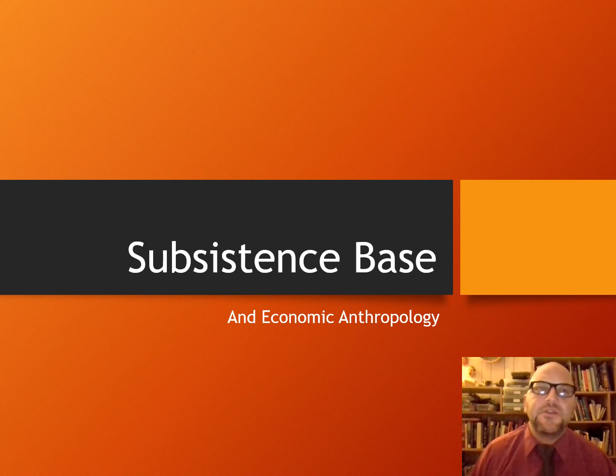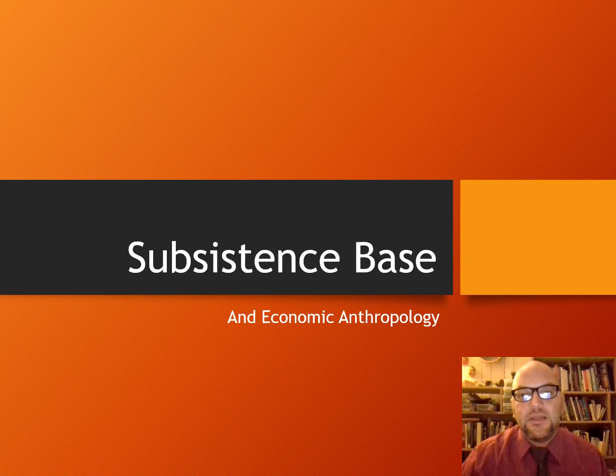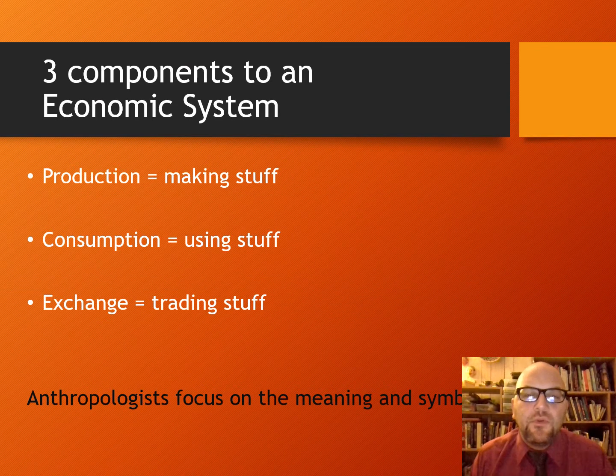And we're also going to talk about this in a more broad sense of how it links into economic anthropology. Okay, so the three components to any economic system are production, consumption, and exchange. And historically, that's what economists tended to focus on, right? Making stuff, using stuff, trading stuff. For anthropology, we tend to focus on the meaning and symbolism behind those things. We want to understand production, consumption, and exchange, but we want to understand why those things are important to individuals in a more symbolic way, in a more meaningful way, how we ascribe meaning to certain things, right?